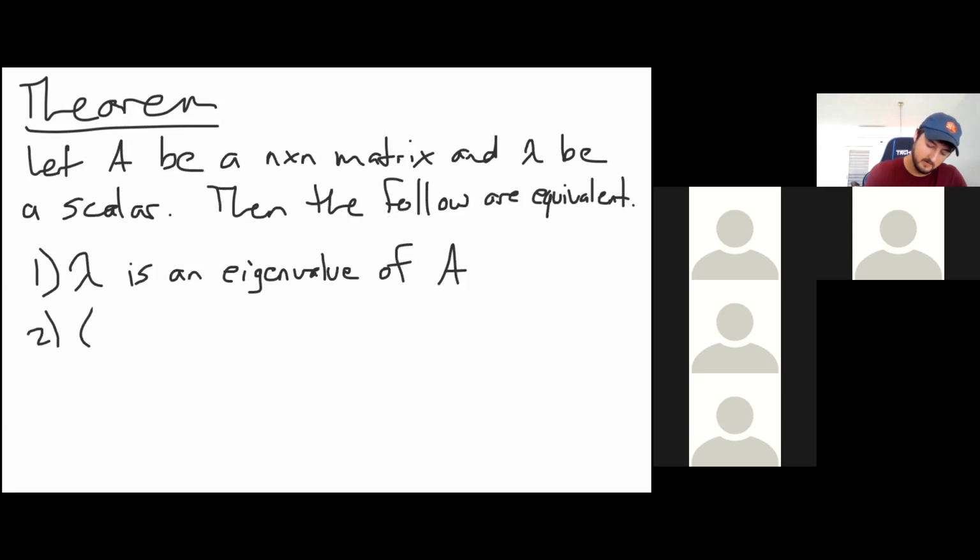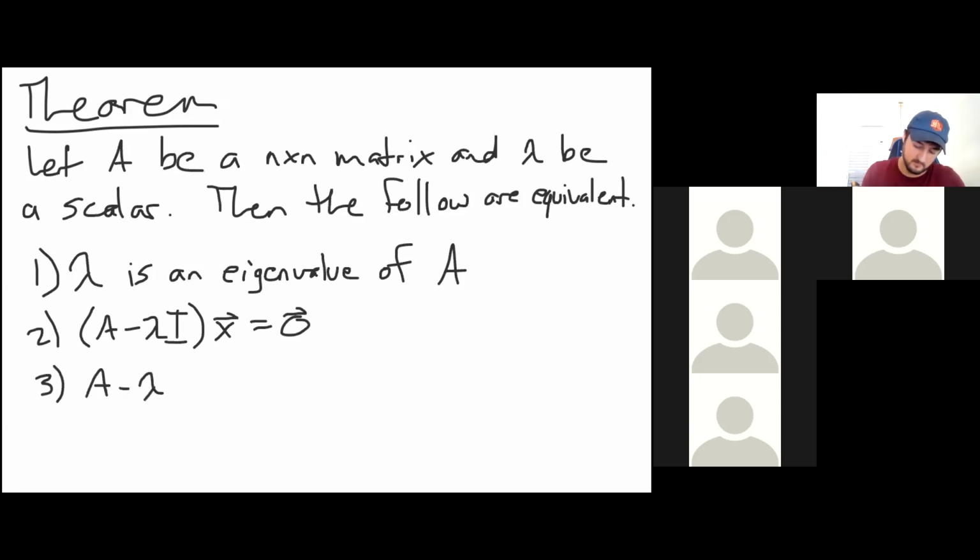Second, that if lambda is an eigenvalue of A, then A minus lambda times the identity matrix times that vector X will give me the 0 vector. Right, we saw that. Third, A minus lambda I is singular.